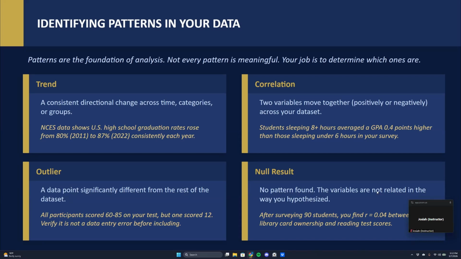Basically, when you have this data, for example, you check whether the amount of sleep a student gets correlates with how good or bad their grades are. Then you can see if there's a positive correlation or a negative correlation, a positive overall trend or a negative overall trend. It's basically just a directional change over time and across categories.